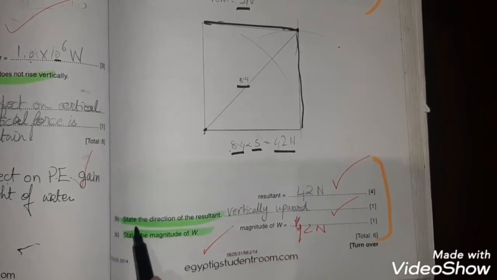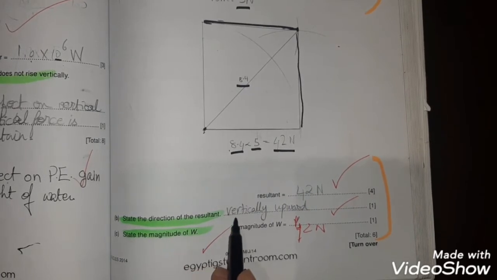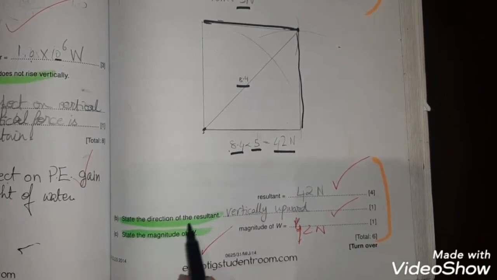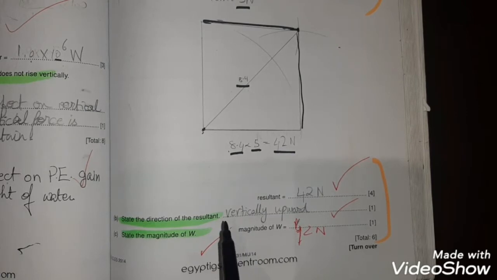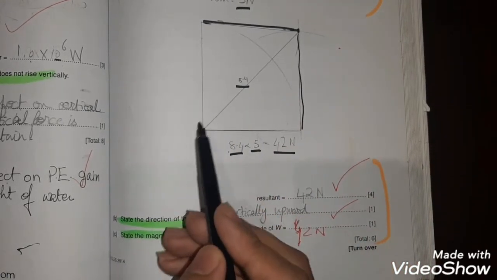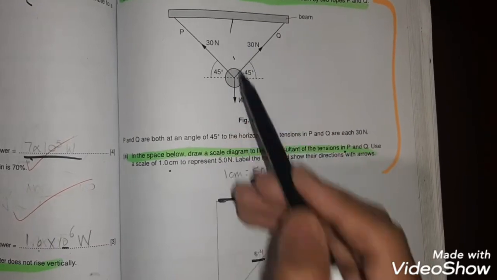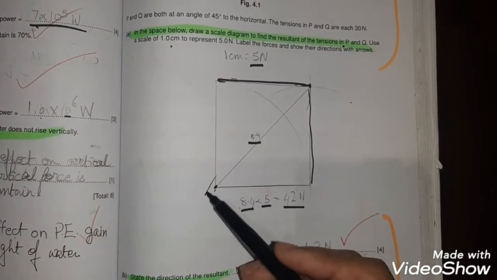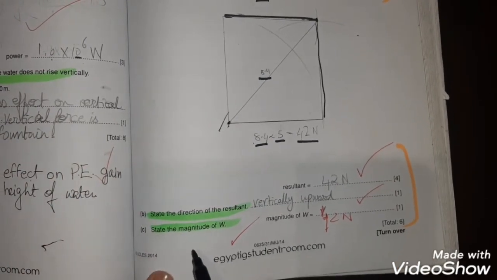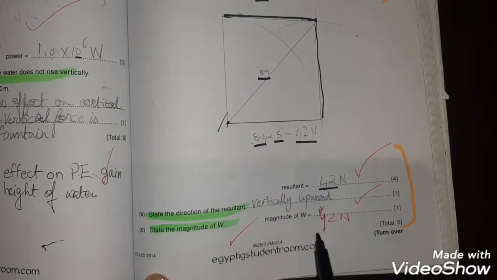And then question B states, state the direction of the resultant force. So the direction of the resultant force is vertically upwards. Over here it must be upwards, but over here it's going towards the top right. So it's vertically upwards. Then state the magnitude of W, which is 42 newtons.